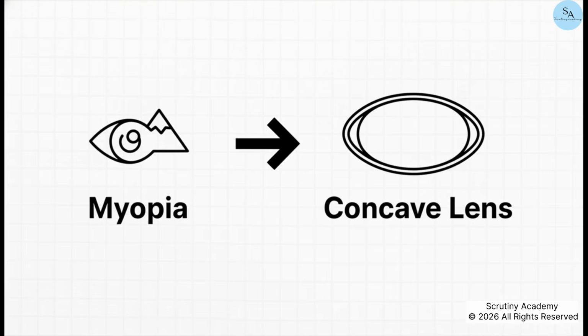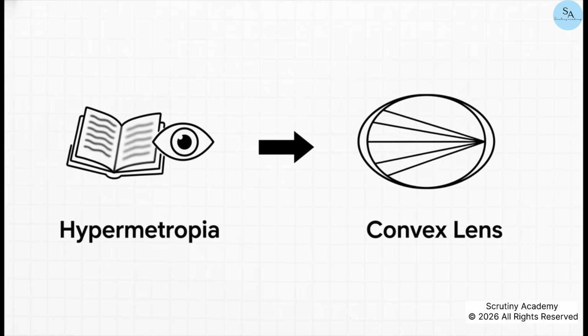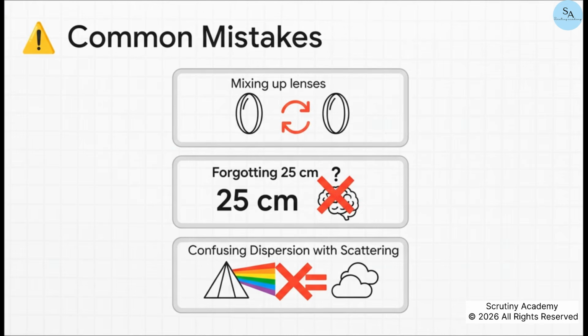First thing, burn this into your memory. Myopia needs a concave lens. Say it with me, myopia, concave. Next one, the opposite. Hypermetropia needs a convex lens. Hypermetropia, convex. You cannot get these two mixed up. It's a game changer. And speaking of mixing things up, let's talk about the most common mistakes people make.